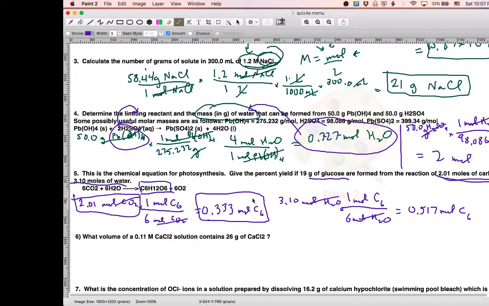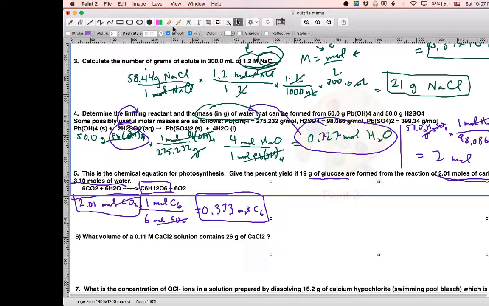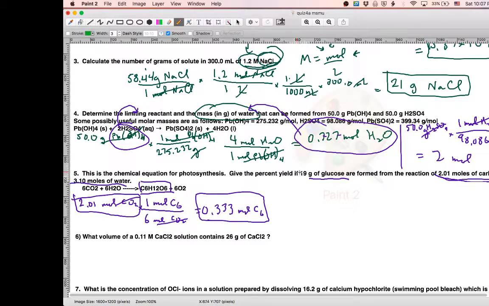Now, how many grams is this? Why do I need grams? Because they're asking for percent yield. I'll show you exactly what I mean by that. Actually, you already know, I think, because you saw there was a Khan Academy video that I posted about this also, this percent yield. Percent yield is going to be the grams that actually got produced divided by the grams that could have gotten produced. We call this the theoretical yield.